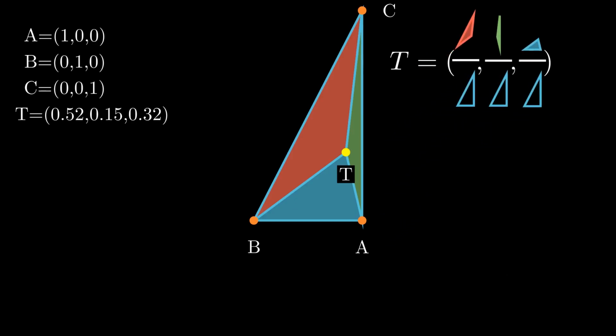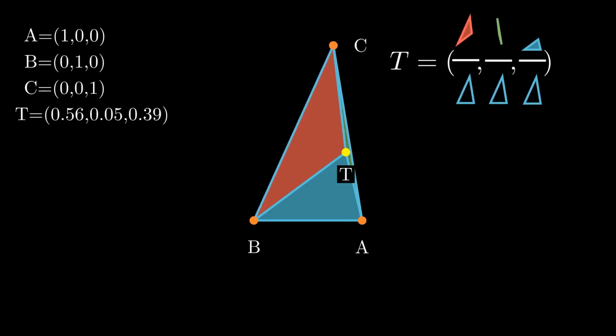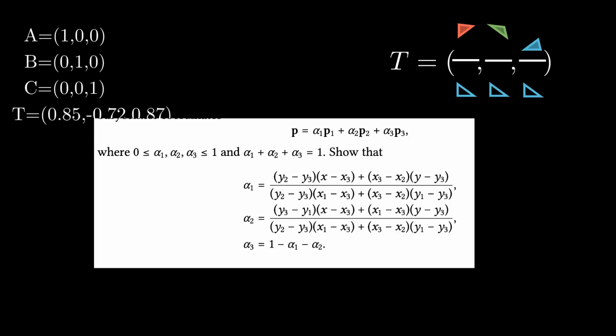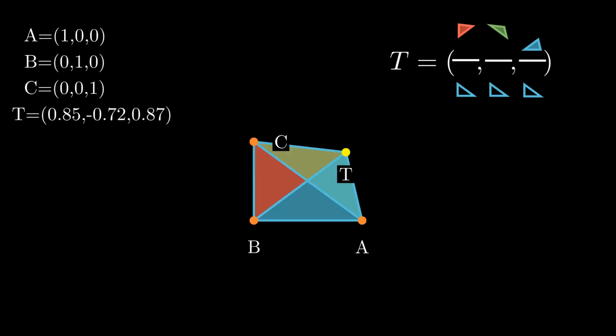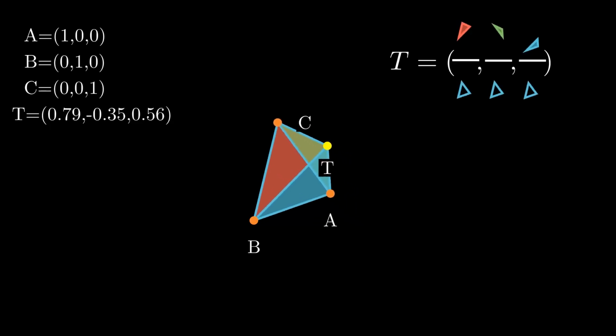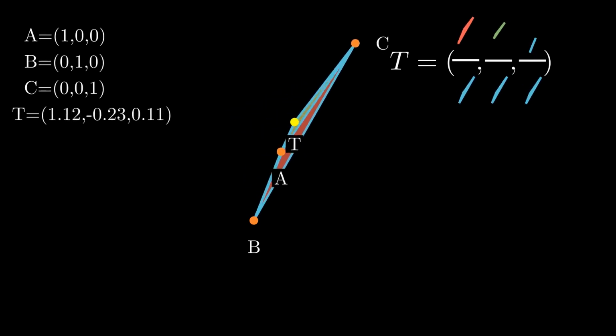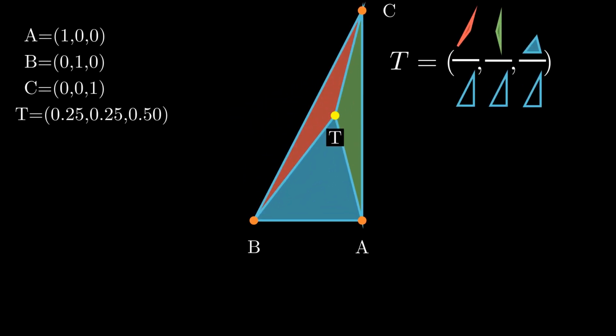Okay, so division by area is not completely correct when point T is outside the triangle. Area ACT needs to be negative in this case. Therefore, just use this formula found online. Also, sum of all barycentric coordinates will always be 1. And triangle can have any wild shape.